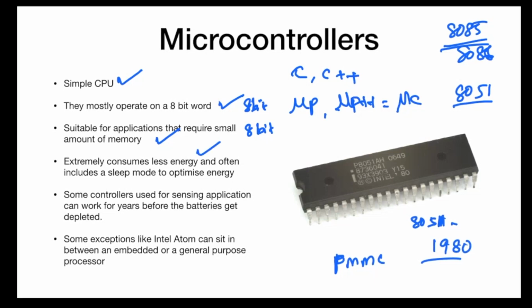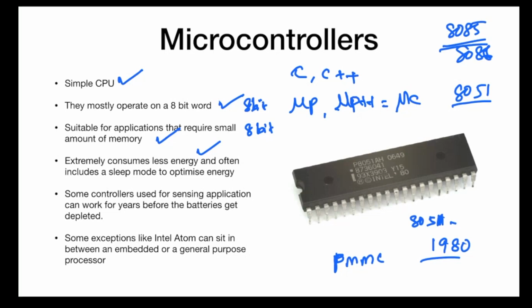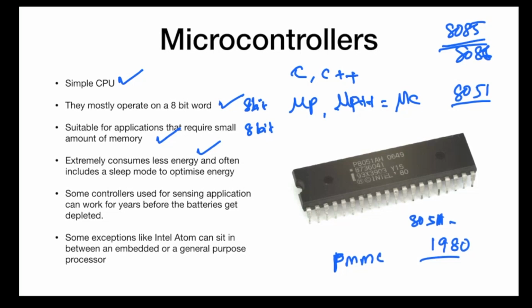Extremely consume less energy and often includes a sleep mode to optimize energy. So generally it has a sleep mode. Sleep mode means whenever the processor is not doing anything, it goes to sleep mode. So even nowadays, my phone goes into sleep mode. But phone sleep is based on the Android operating system, whereas this sleep mode is on the processor. The processor itself has some sleep mode.